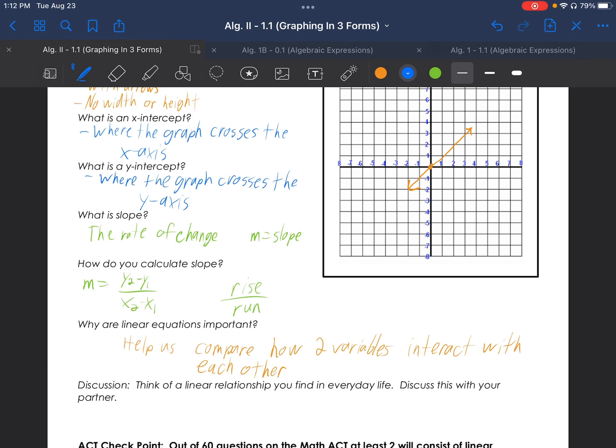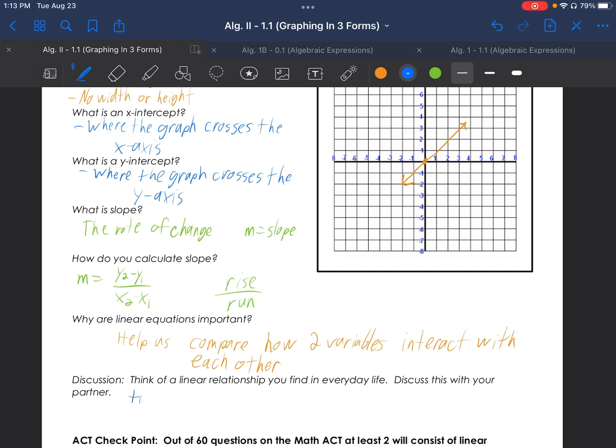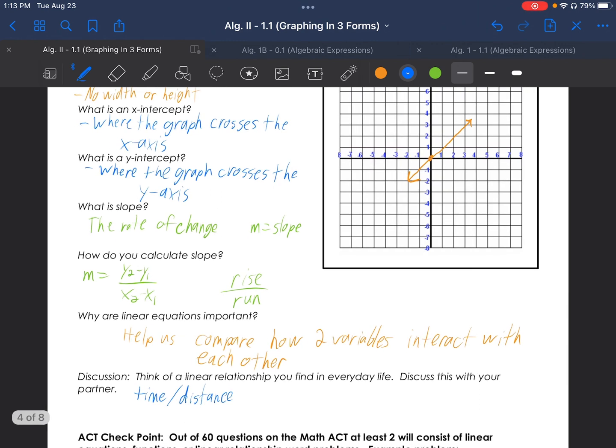If you're watching this video, you might not have a partner next to you to discuss this with. So maybe the amount of time that you're walking or driving compared to how far you go. So maybe I'll just put time and distance. You might say, hey, I have 30 minutes to drive. Can I go this distance? Do I have time to run home and back real quick before whatever event?